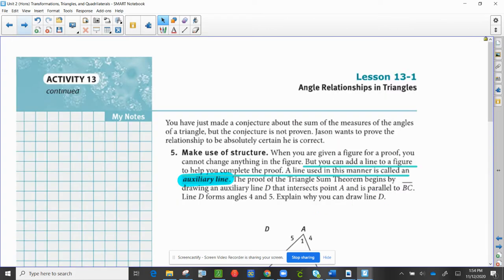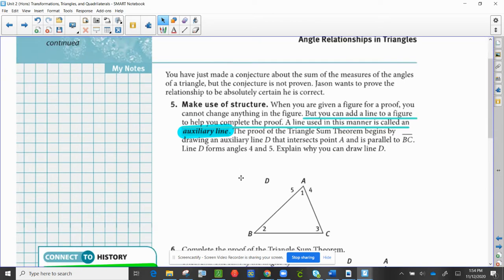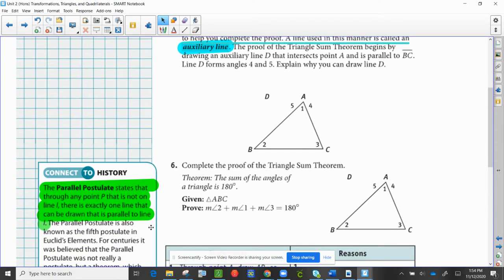But let's go to the next page here, where we have another vocab word. It's an auxiliary line. When you're given a figure for a proof, you cannot change anything about the figure, but you can add a line to a figure to help you complete the proof. This line is called an auxiliary line. If we remember, this is from Unit 1, the parallel postulate says that you can make a parallel line through any point P in any picture.